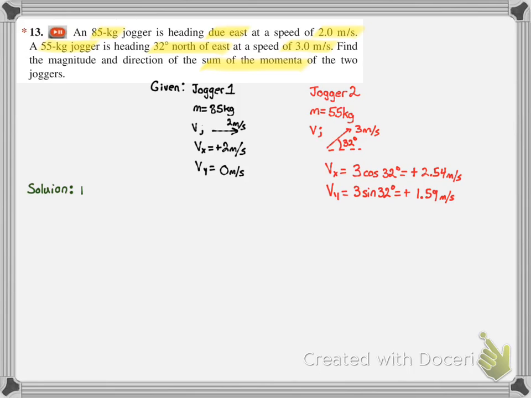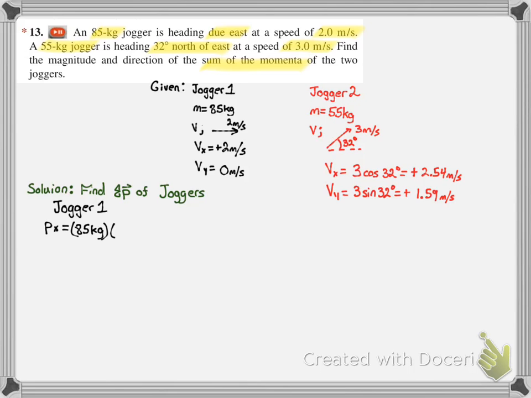For our solution, since we want to find out the total momentum that these two joggers are feeling, we have to find the momentum of each jogger. Once we find the momentum of each jogger, we can't just add them up because they're vectors. The way we add up vectors is we have to break them up into their x and y components, add their x's, add their y's.